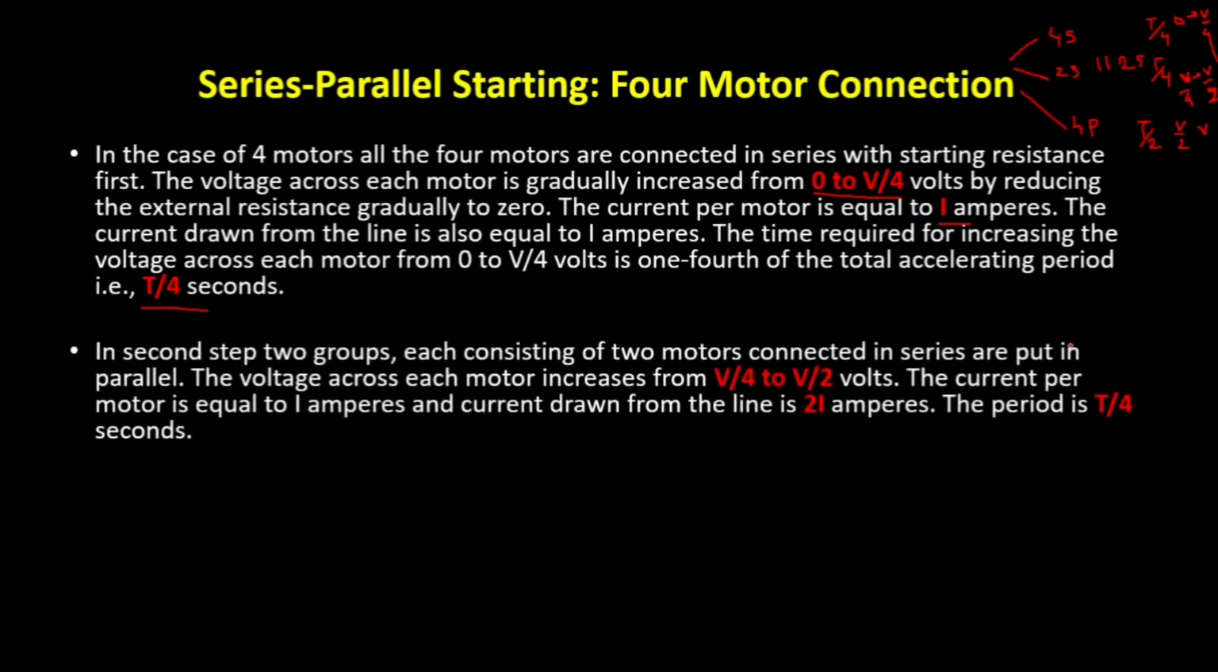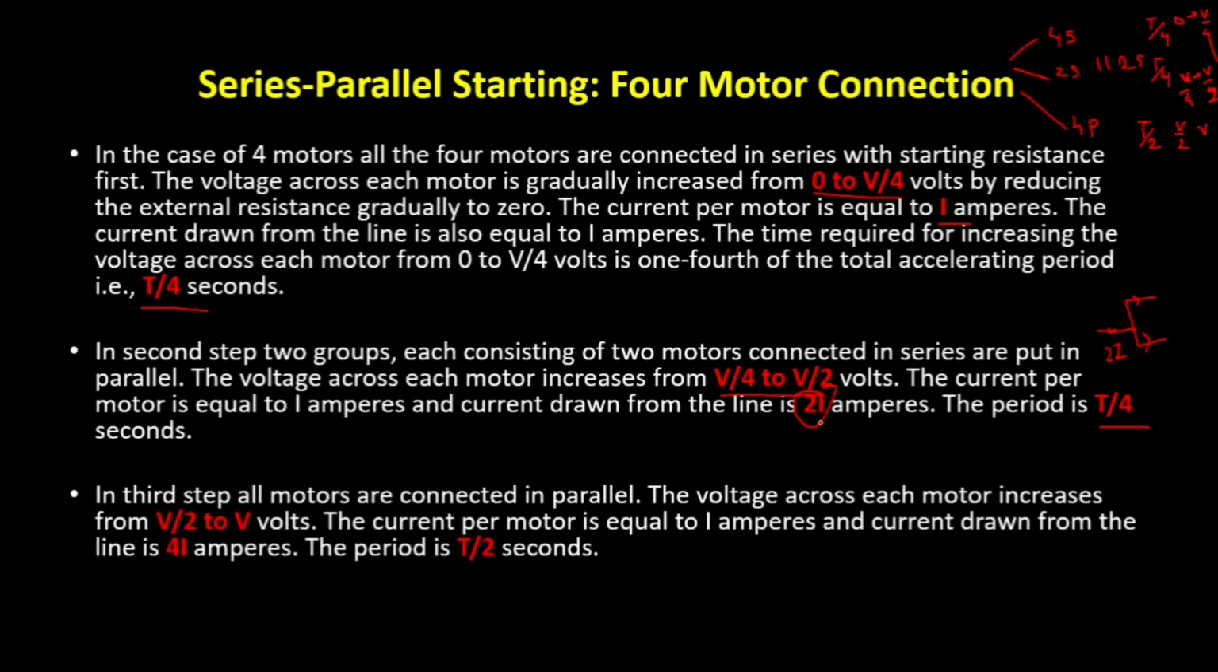Then in the second part, the voltage is increasing from V by 4 to V by 2 and the time instant is T by 4. And what about the current? Here the current is going to change because there are two paths now for the current. So the current will split up. If the current 2I is flowing, then only it will be split as I and I. That is why the current drawn from the supply will be 2I.